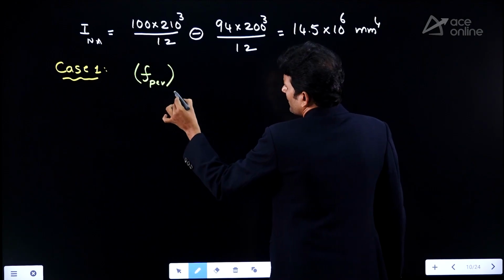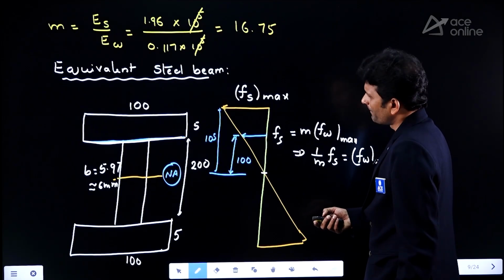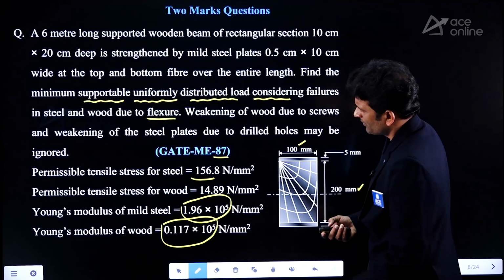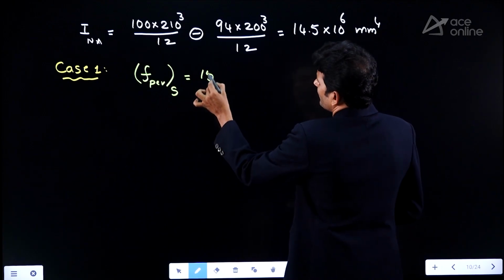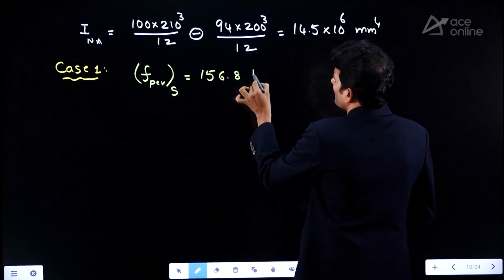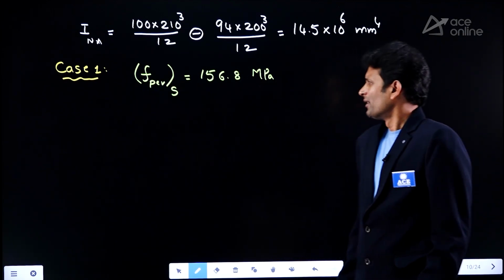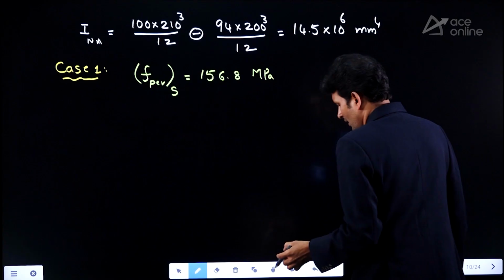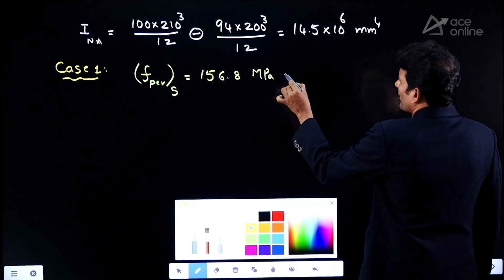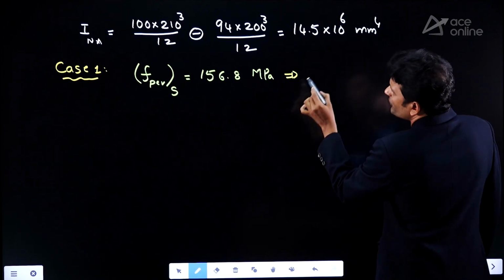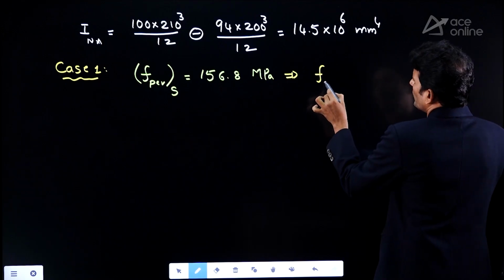stress, already given, permissible stress in steel, how much is it given, my dear friend? Permissible stress in steel is given as 156.8 megapascal. Newton per square millimeter I can take in terms of megapascal. Now, if the permissible stress in the steel is 156.8 megapascal, then what is the corresponding stress we are observing in the timber or wooden section?